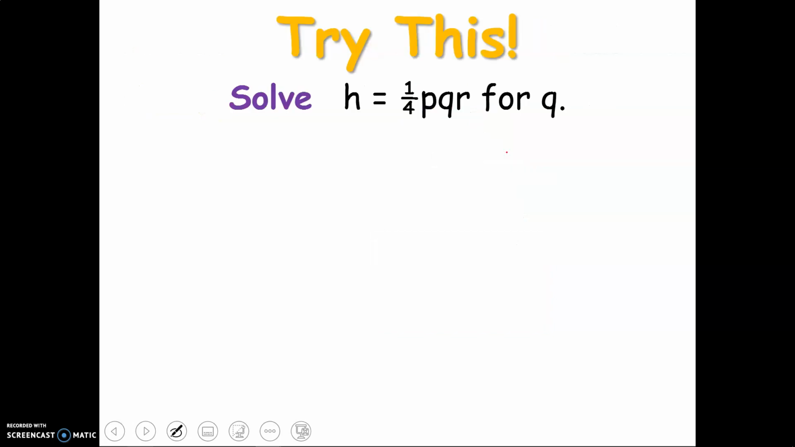Last one to try. H is equal to 1/4 PQR. Solve it for Q. Pause the video, give it a try. Check in with a neighbor or with the teacher to verify.